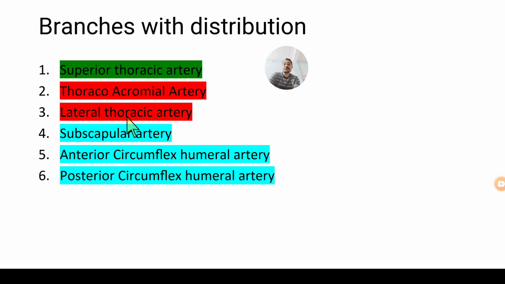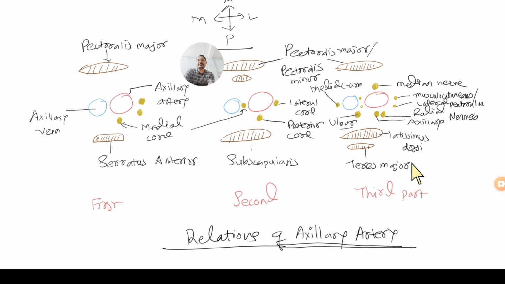Thoracoacromial artery and lateral thoracic artery are the two branches coming from the second part. Subscapular artery is the largest branch coming from the axillary artery, but it is a third part branch, along with the anterior and posterior circumflex humeral arteries, okay. So if you know this, you'll be carrying through nicely from the axilla.